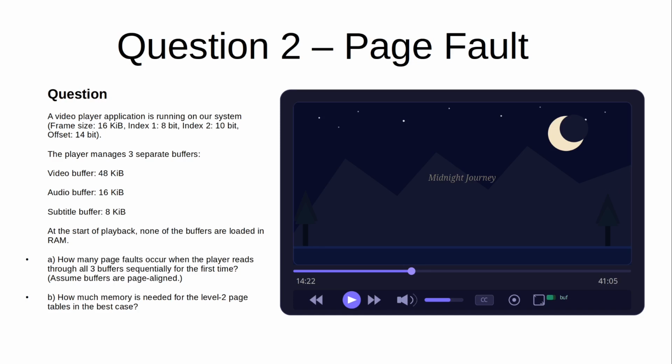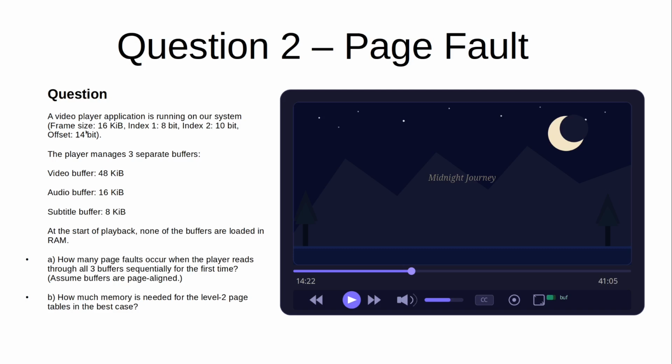We have a media player, same system, frame size is 16 kilobyte. Video file is 48 kilobyte and audio is 16 kilobyte and subtitles are 8 kilobyte. Two questions. One, how many page faults happen, and the second one, how much level 2 page table space do we need? For the page faults, video 48 kilobyte divided by 16 kilobyte, 3 frames, 3 page faults.